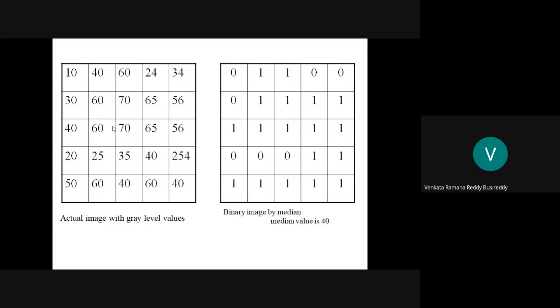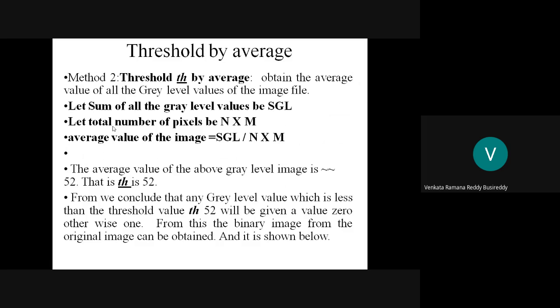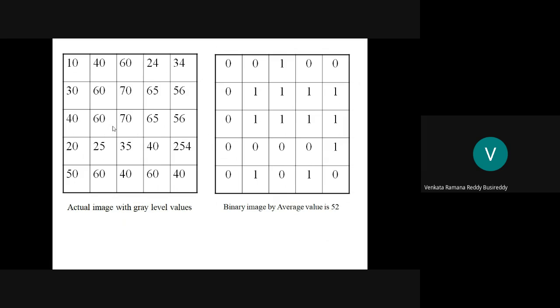If I go like this, I think it is the binary image. If I display this one, I will get the complete raw black and white image. Just one simple example I took, a 5 by 5 image. Threshold by average: I add all these values. Based on the average, above average one value, below average another value. If I go for average, I get 52. Above this, I change the value like this. I display this one.